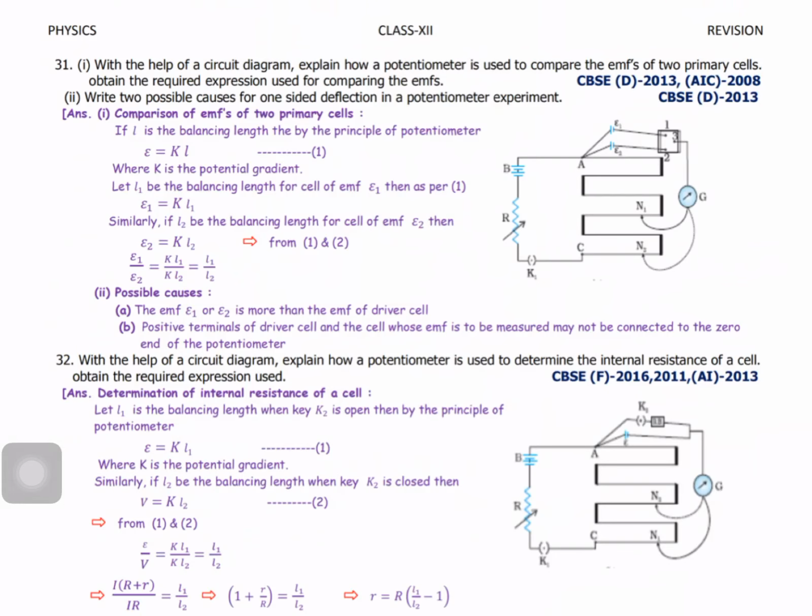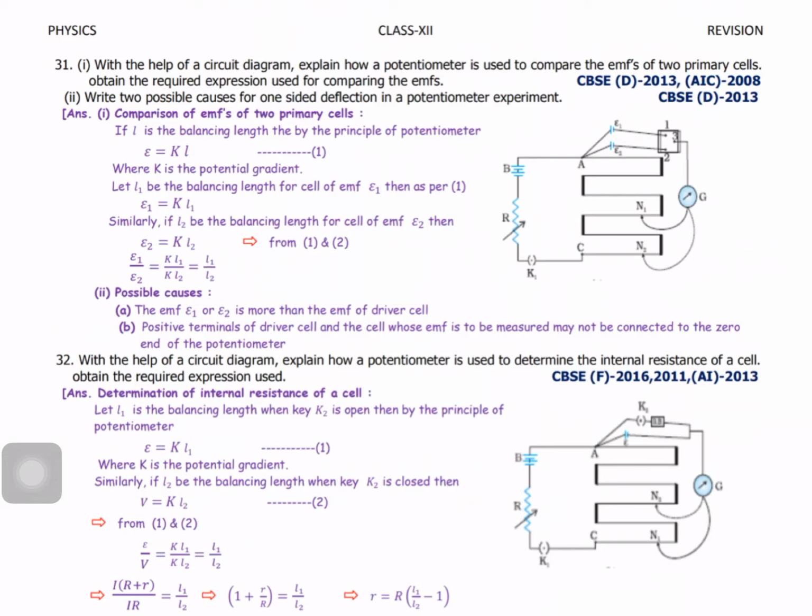And then the next one: with the help of a circuit diagram, explain how a potentiometer is used to compare the EMF of two primary cells, and obtain the required expression used for comparing the EMF. Also, another question is asked: write two possible cases for one-sided deflection in a potentiometer experiment. First one, comparison of EMF of the two cells: just draw the diagram first clearly. See the diagram and draw that. It's also a very simple one, right?